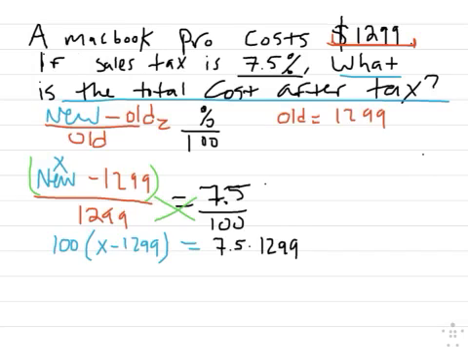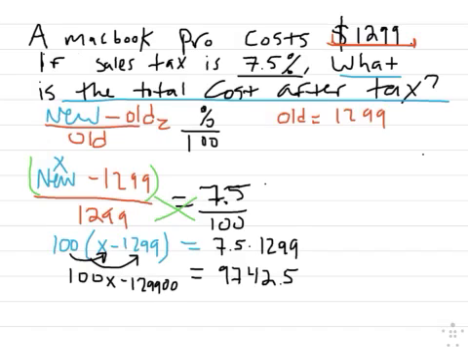Okay, so this is calculator world. I mean, we can do this, but let's not. 7.5 times $12.99. What is that? That's 9742.5. Okay, and on this side we're going to get, don't forget to distribute, 100x minus $12.99 with 2 zeros, right?